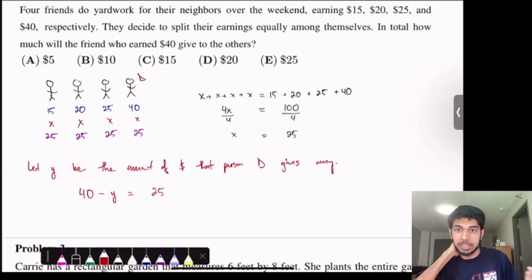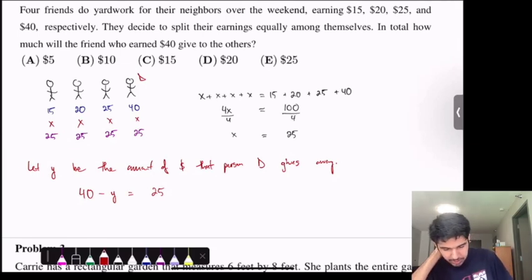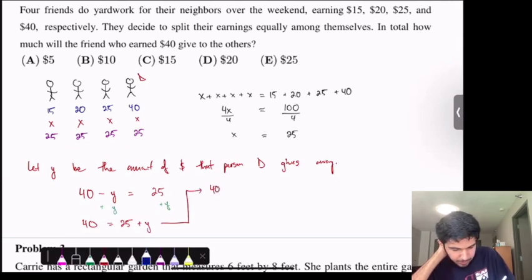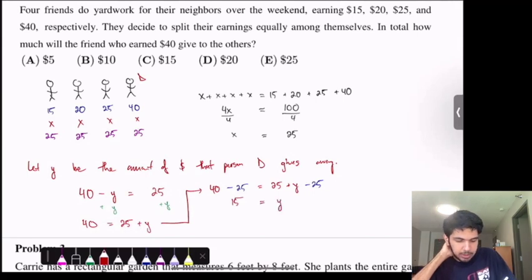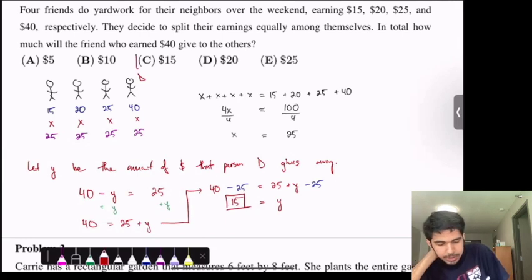And now it just remains to solve for y. So we can add y to both sides, and we get 40 equals 25 plus y. And then we can subtract 25 on both sides. So we get 40 minus 25 equals 25 plus y minus 25. 40 minus 25 is 15. And on the right-hand side, we have y. So the person is giving away $15. And that will be our answer.